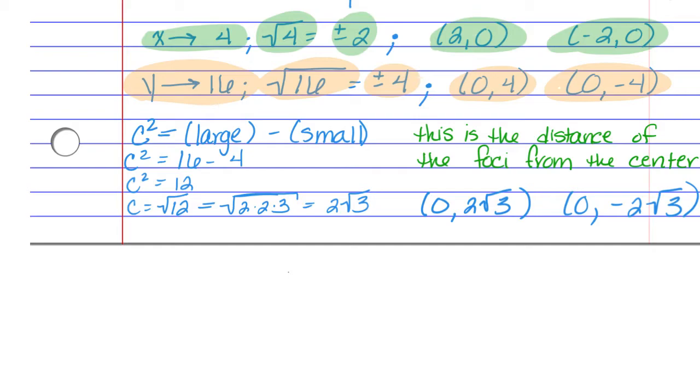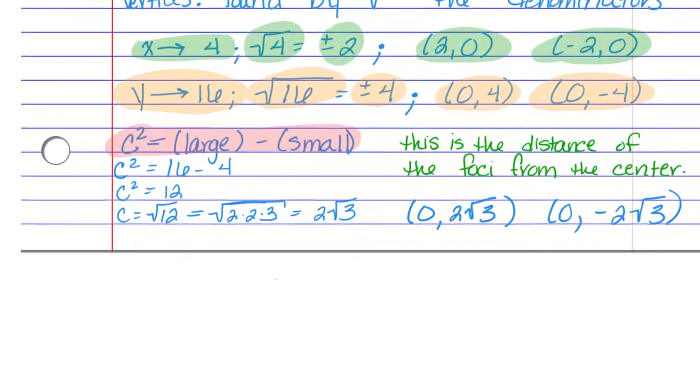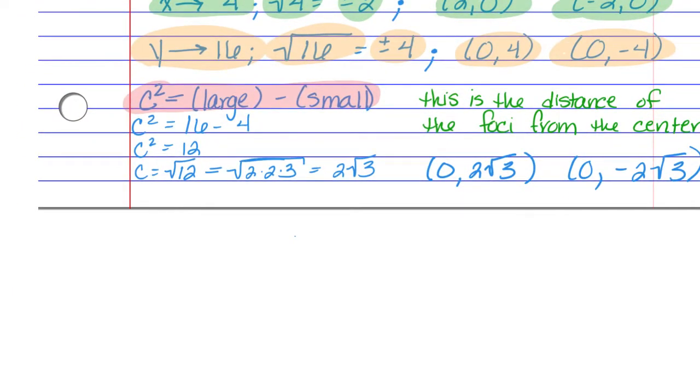So I am going to start by using my foci formula, c squared equals my large value minus my small value, or a squared minus b squared, or vice versa. So those large and small values, they still come from my fractions. So my larger denominator was 16, and my small denominator was 4, so if I take the difference of 16 and 4, I get 12. I don't want c squared, I only want c. So I take the square root of 12, and that leaves me with, when it's simplified, 2 square roots of 3.